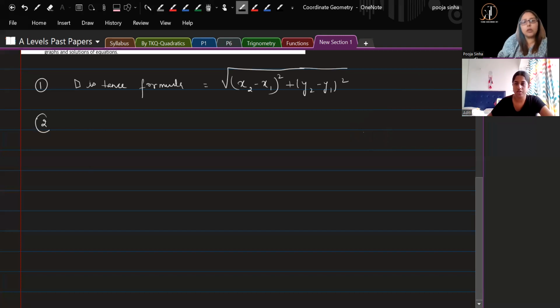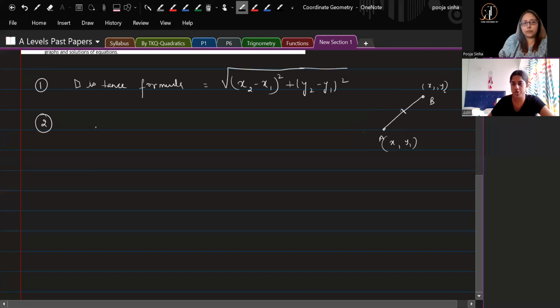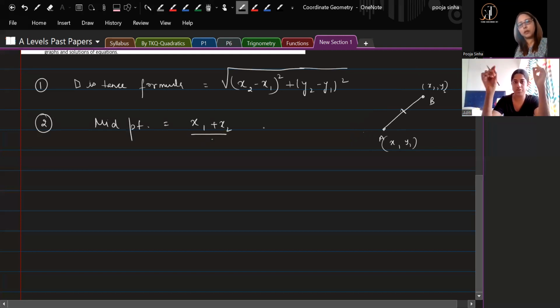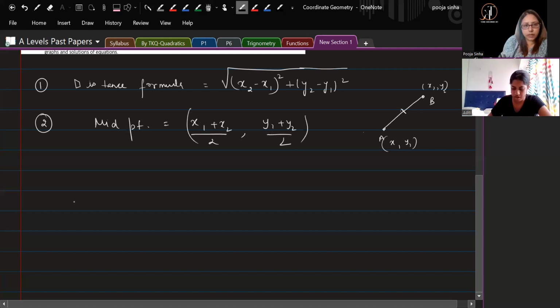Second, if I ask you, find the midpoint of 2 points. One is this point and one is this point. This point is A, this point is B, and you have to tell me what is the midpoint of this. Very simple. x1 plus x2 divided by 2, and y1 plus y2 divided by 2. There is no confusion in this either, right? Now the third part.